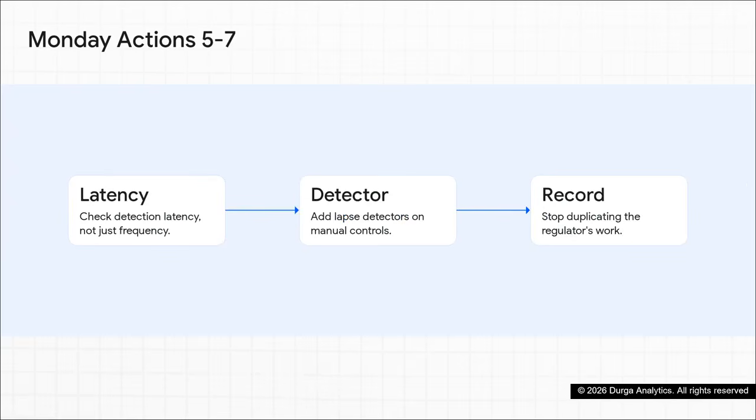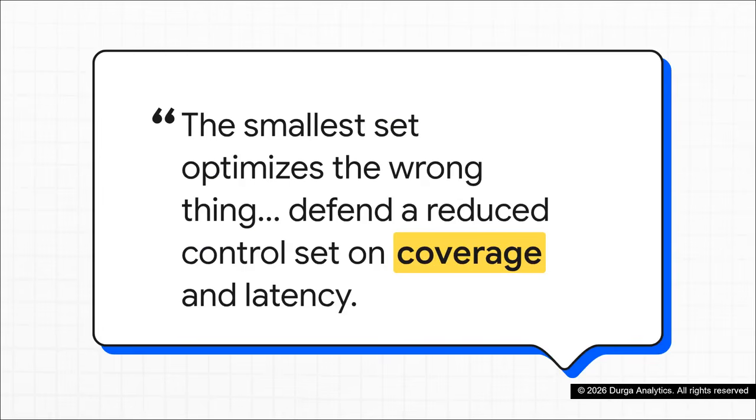Next, you absolutely must upgrade your arithmetic path checks to daily automated rules to completely kill that 21-day latency. Put a lapse detector on any manual controls that remain, because annual controls can fail silently for an entire year. And formally document what the registry handles so your ETRM system stops doing redundant work. Ultimately, most cost-cutting exercises in trading operations fail because they optimize for a smaller number. And honestly, the smallest set optimizes the completely wrong thing.